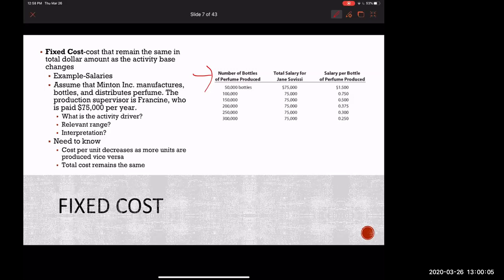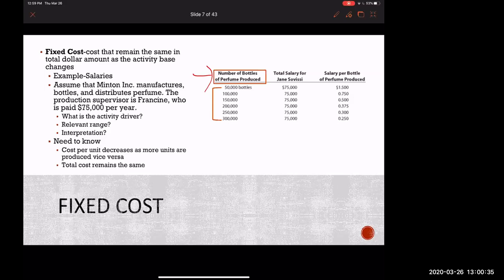All right, so when we're talking about relevant range, very similar to what we got in the other videos, our relevant range represents the costs that we are most interested in, okay? So in our example, our relevant range ranges from 50,000 bottles to 300,000 bottles. We're interested in understanding how our costs will behave if we produce anywhere between that spectrum.